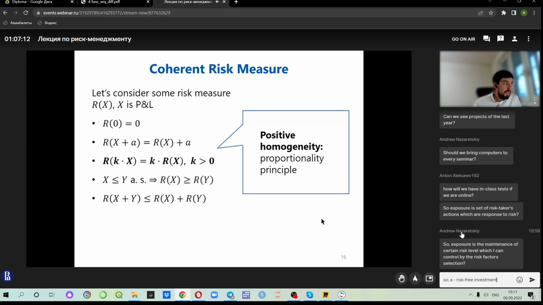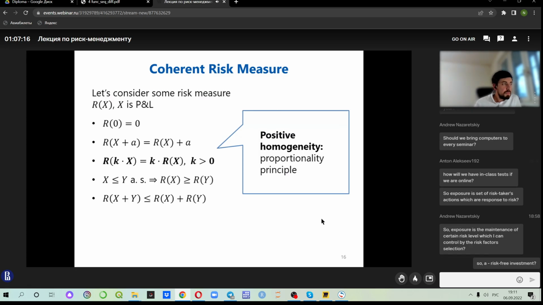Okay, the third one. This is a tricky one, actually. Nick Popov asks, so a risk-free investment? Yeah, you can call it a risk-free investment.